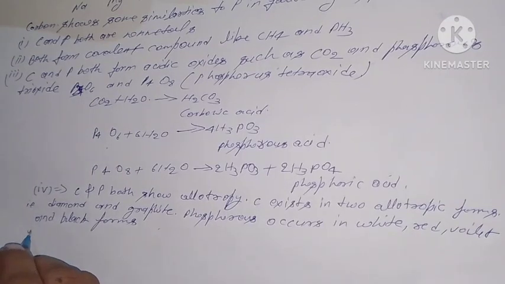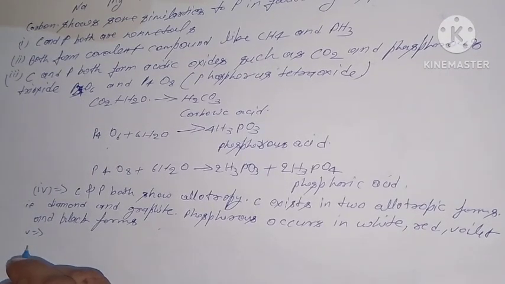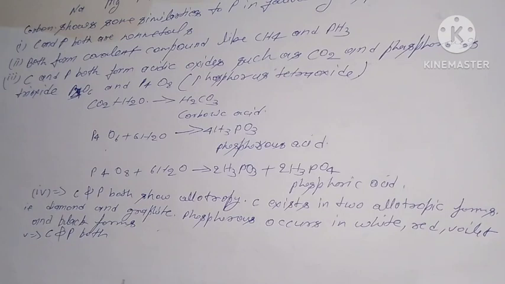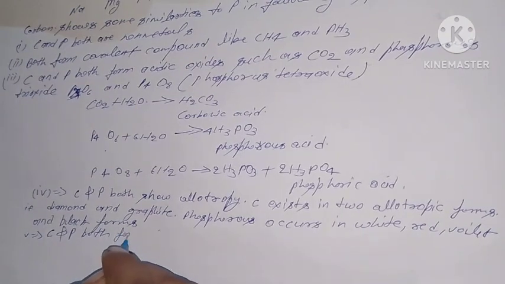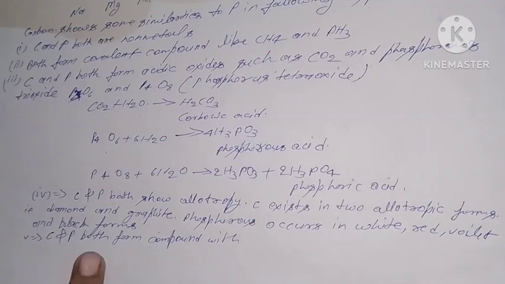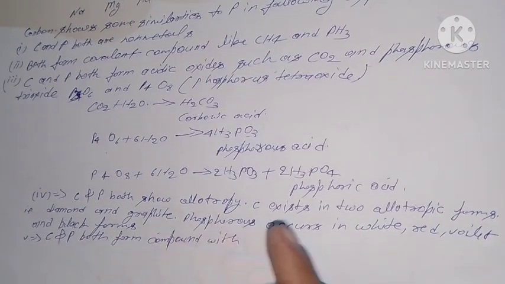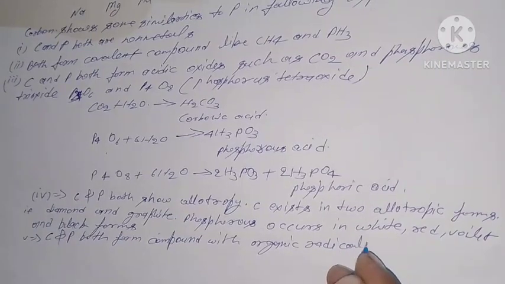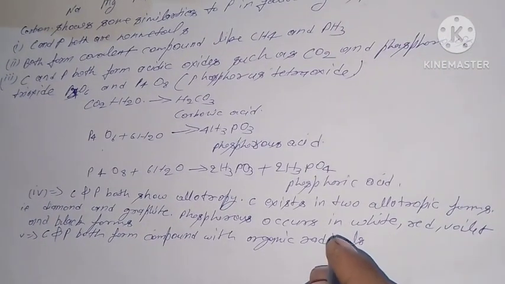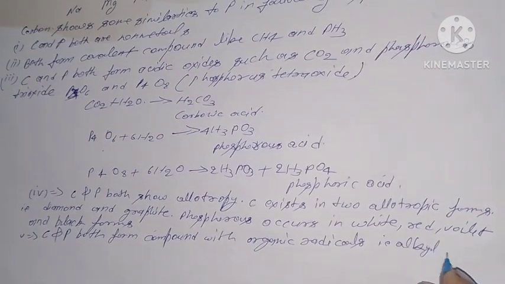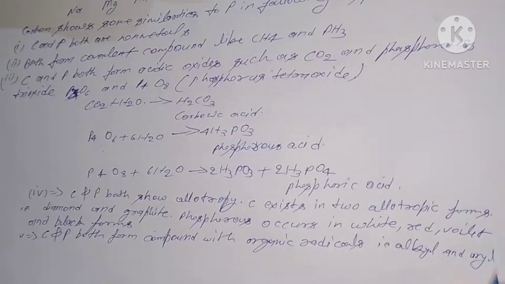Fifth point. Carbon and phosphorus both form compounds with organic radicals, as an example, alkyl and aryl.